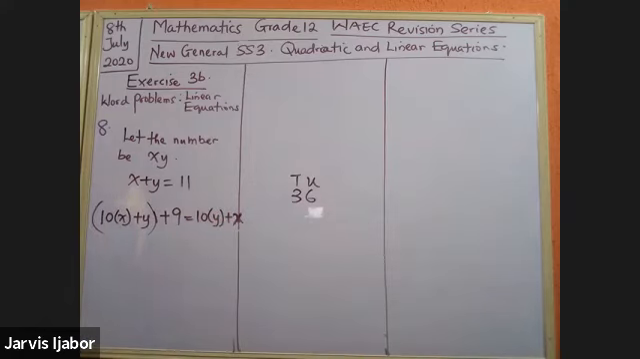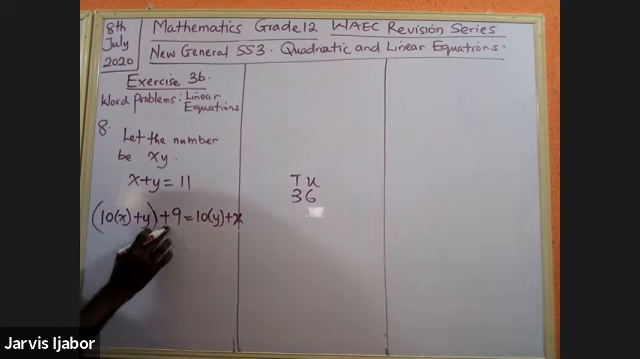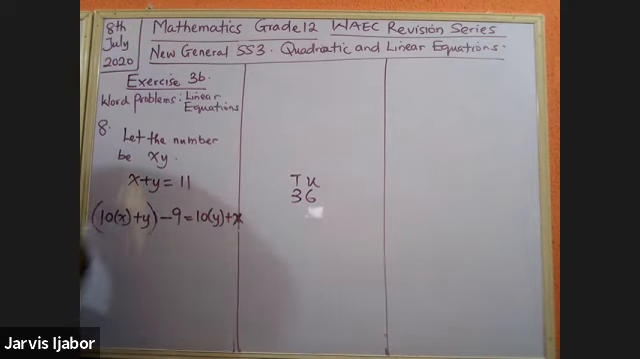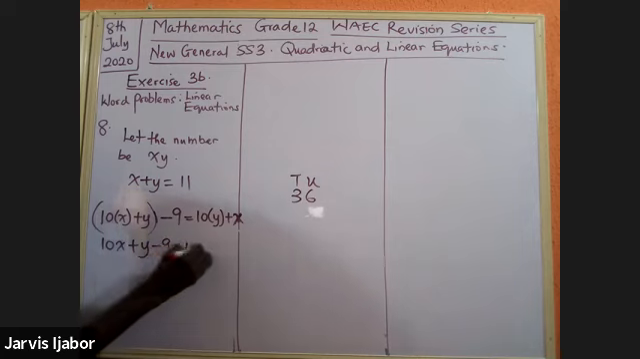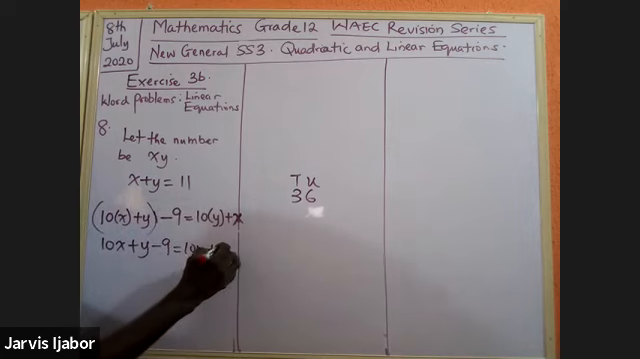It said the number formed decreases by 9. Okay, no, decrease by 9 means that this one is bigger. Sorry about that. It means this one is bigger, and the number formed will be what? Lesser. So you do this: 10x plus y minus 9 equals 10y plus what? x. Is that not?